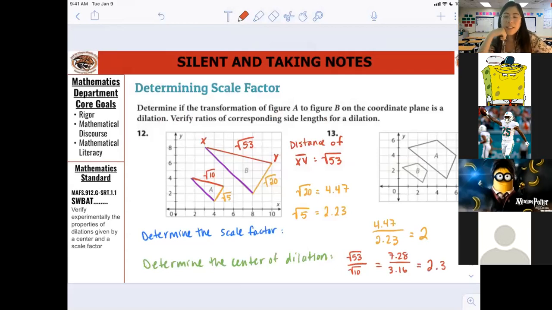Is it actually a dilation or is it not? No, right? Because what has to happen is this, in order for it to be a dilation, that scale factor has to be exactly the same every single time. And since this one's a little bit off, just by a little bit, it's actually not a dilation. So that is kind of the last point I wanted to make.